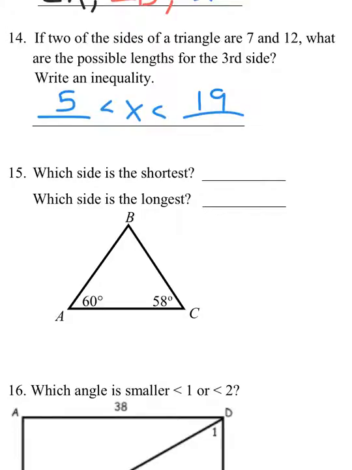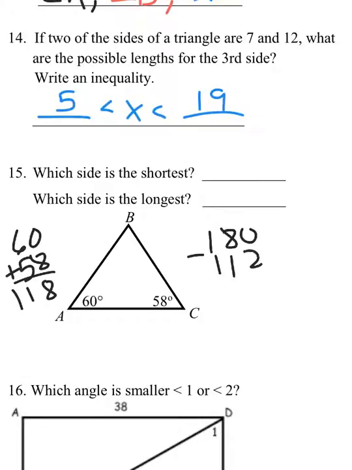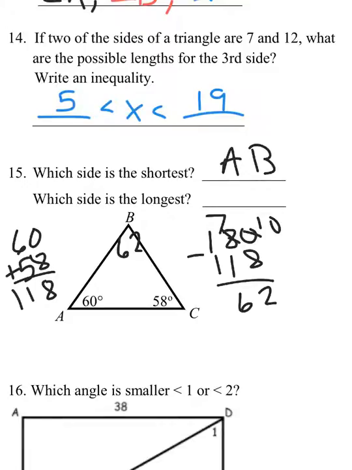Which side is the shortest? Which side is the longest? So again, we have to find that third side. 60 and 58 is 118. 180 minus 118 is 62. Given those three angle measures, what's the shortest side? Good, that's across from the 58. What does that make the longest side? AC.